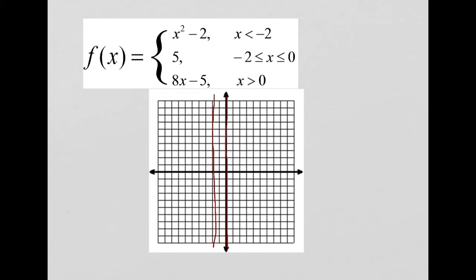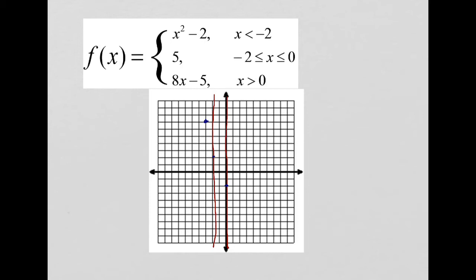Okay, let's graph the first one. x squared minus 2. Well, that's going to be where if x is 0, y is negative 2. So that's going to be this point right here. And if x is 2, y is 2. So that's this point right here. And let's do one more. If x is 3, y is 7. So 2, 3, 4, 5, 6, 7 right here.